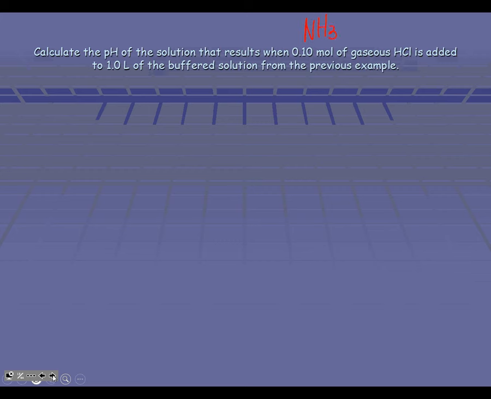We're working with this buffer system from before. And so remember the steps. Chemistry, BCA, because we got a strong acid. And then you really can go two different ways here: ICE, or you can go Henderson-Hasselbalch.